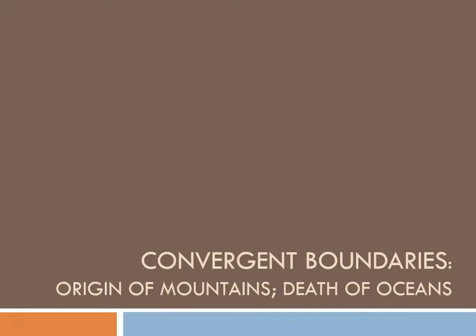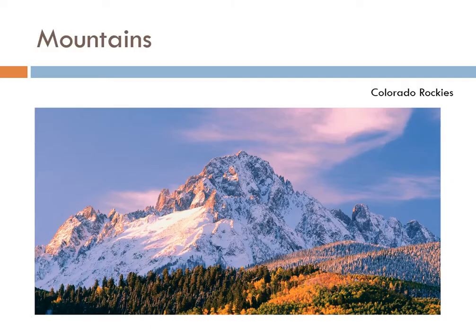In this section, we're going to look at the creation of mountains. This is a really nice follow-up to oceans because oceans are born at divergent plate boundaries, but the oceans are killed at convergent plate boundaries. Of course, that's how mountains are created though. So let's look at some of these details.